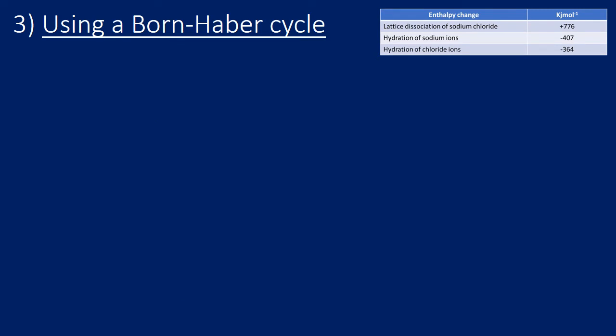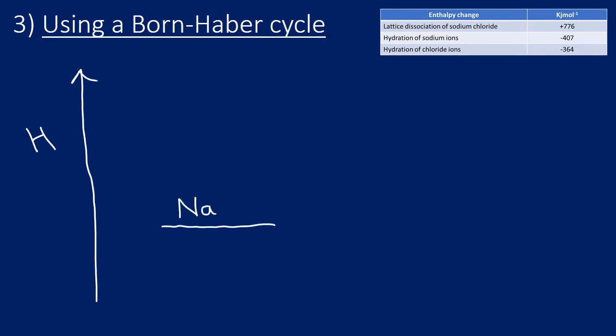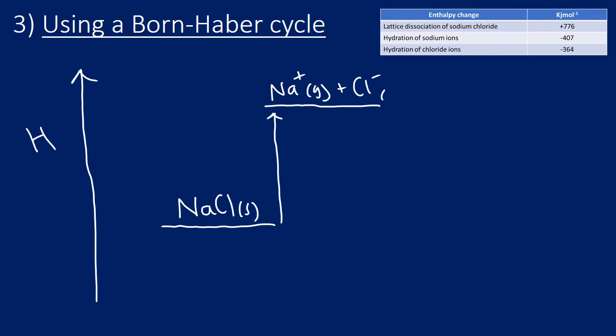The third and final method would be to use a Born-Haber cycle. So I'm going to sketch a quick Born-Haber cycle. Here we have enthalpy on a scale. I'm going to start with 1 mole of the ionic lattice, which in this case is NaCl solid. I'm going to dissociate it into its gaseous ions. That's an endothermic process. Sodium gaseous ions and chloride gaseous ions. That change there is plus 776.